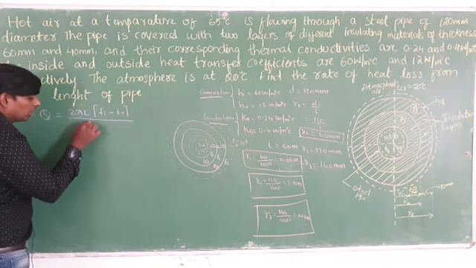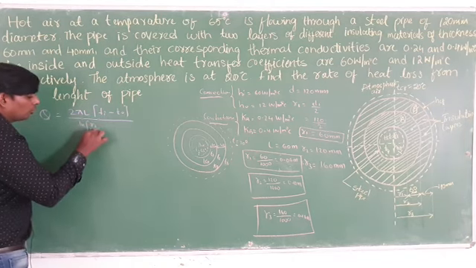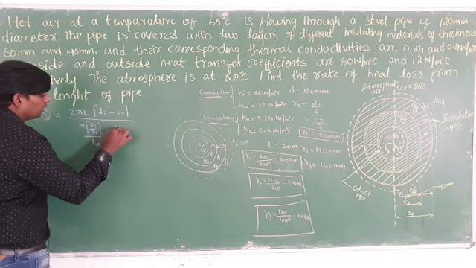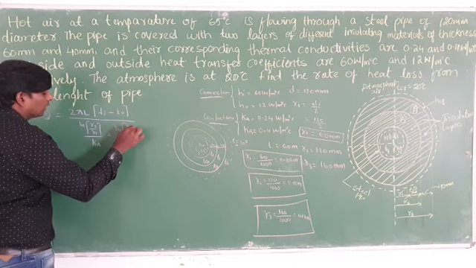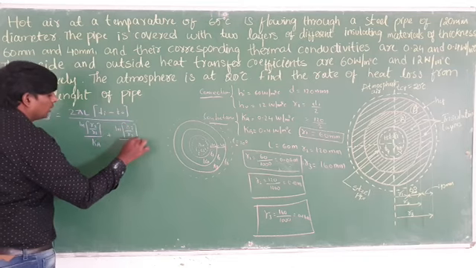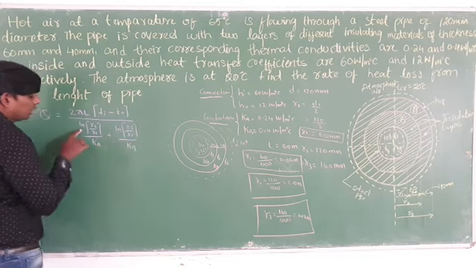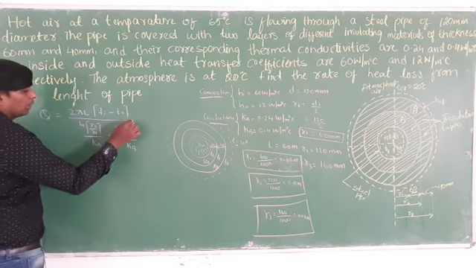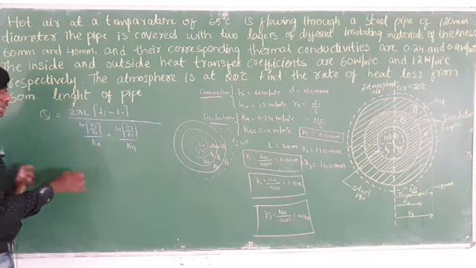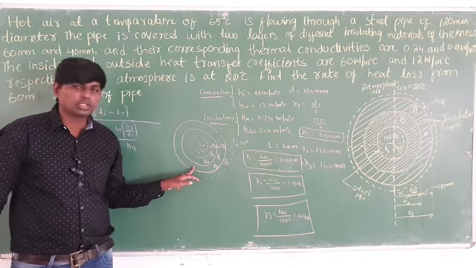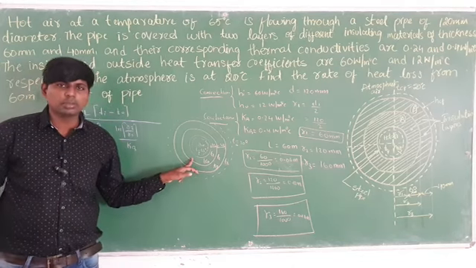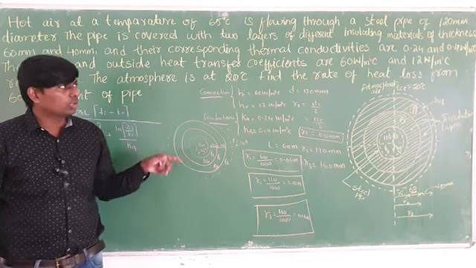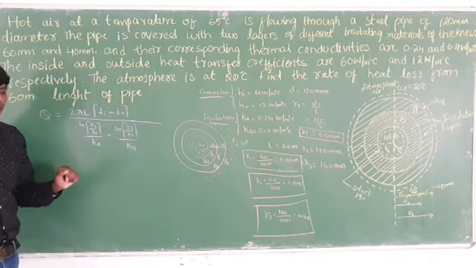Here you have to write ln(R2 by R1) by Ka, then plus ln(R3 by R2) by Kb. After that, these two are the conduction. This is the conduction and this is the conduction. This is made up of some insulator material and this one is also made up of some insulator material. It is not named, but the Ka and Kb values are given.